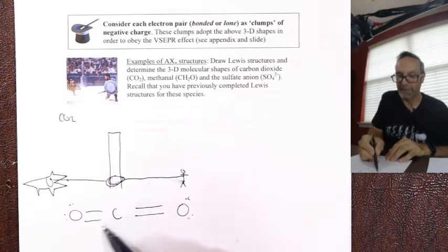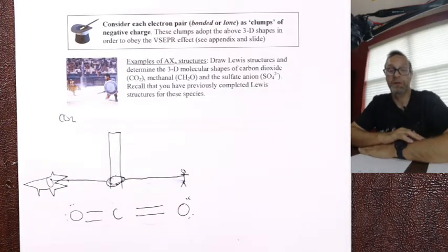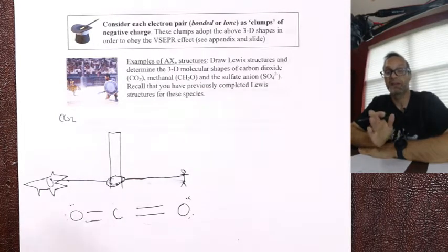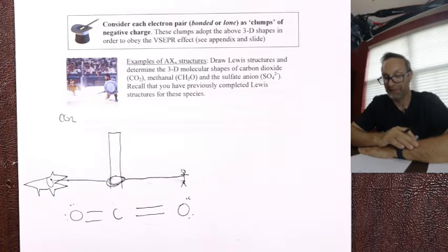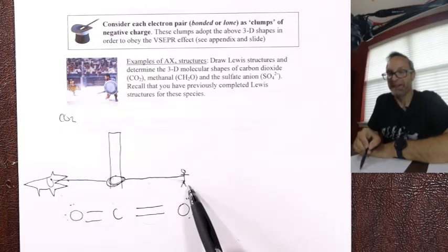It's just how many clumps around the center. Now, don't get confused. A single bond, a double bond, a triple bond, a lone pair, they're just clumps of negative charge. So just think of them all as the same thing, a clump of negative charge. Now, let's think about this. Here's the crocodile, and here's me.